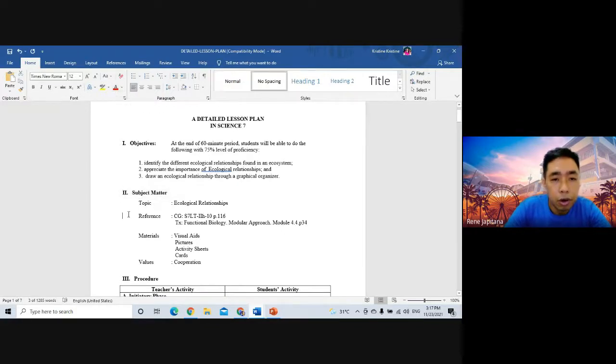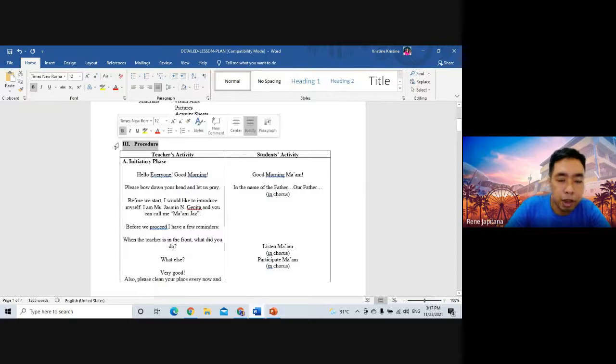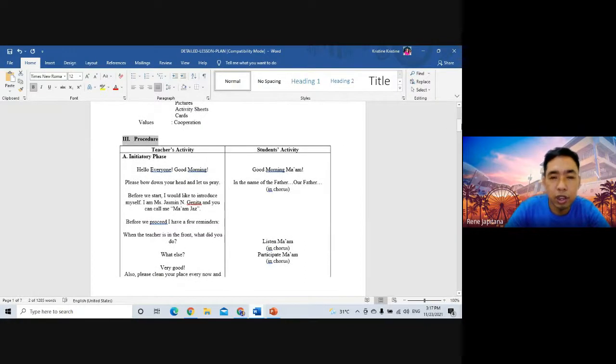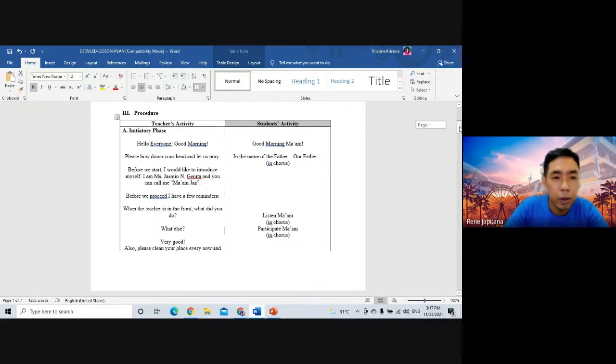So, what's in the objective? So, I will go through them one by one, no? After the subject matter, we have the procedure. There are three, this is the third part. So, in the third part, the procedure, you can see there is what we call the teacher's activity. On the left side, the student's activity. There, we have the presentation, no? We have three phases of learning in the lesson plan. We have the initiatory phase, the introduction.